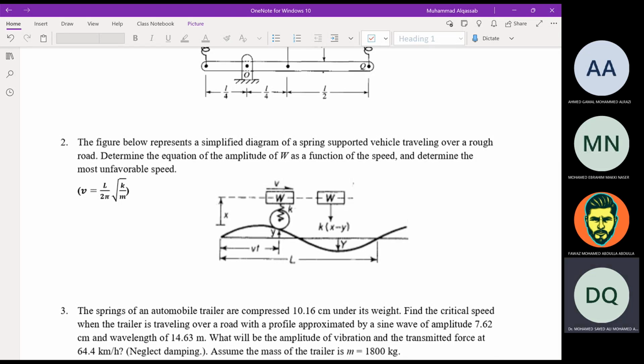The figure below represents a simplified diagram of a spring supported vehicle traveling over a rough road. Determine the equation of the amplitude of the weight as a function of the speed and determine the most unfavorable speed. This is related to the example we did in basic excitation, that when a car travels over a rough road, the tire will give excitation to the body of the car. Here, the model we have is the simplified model, and damping is neglected. There is only spring, so c equal to 0, or you can put zeta equal to 0.